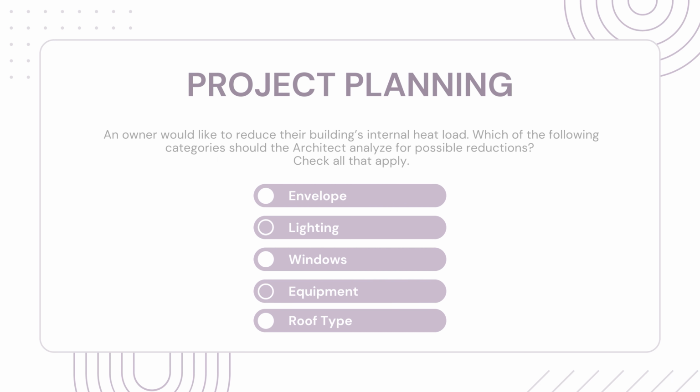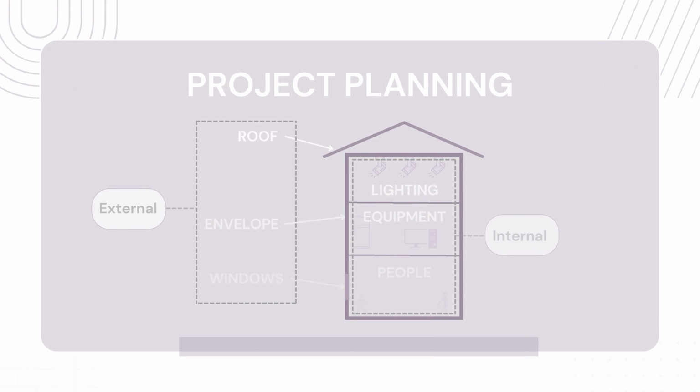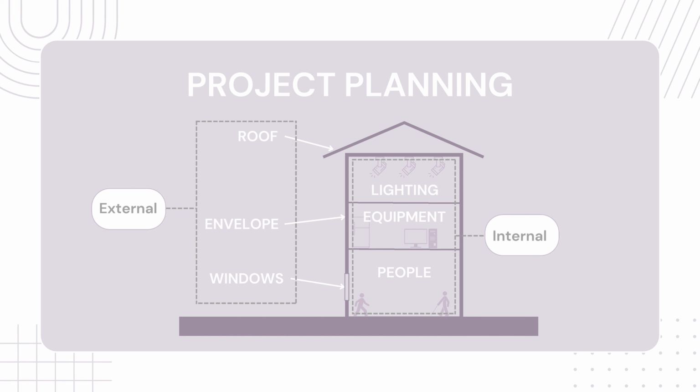And the answer is lighting and equipment. Internal heat loads include energy that is driven by heat gain from lighting, equipment, and occupants. The building's envelope, window systems, and roof type affect external heat loads of the building.